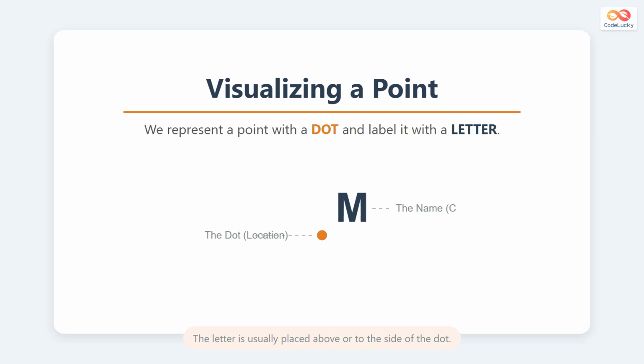When we need to draw a point on paper or a screen, we use a small dot. This dot represents the location. We then place the capital letter name right next to the dot. In this example, you can see point M. The dot shows where it is, and the letter M tells us its name.